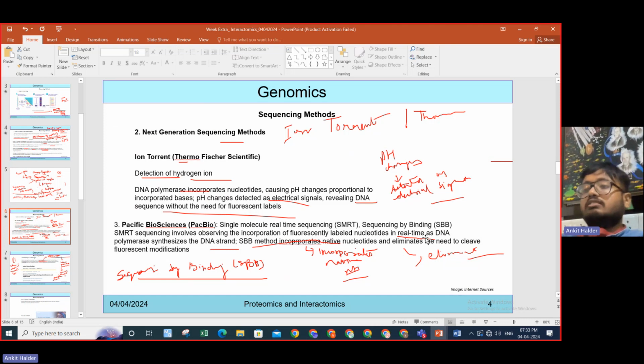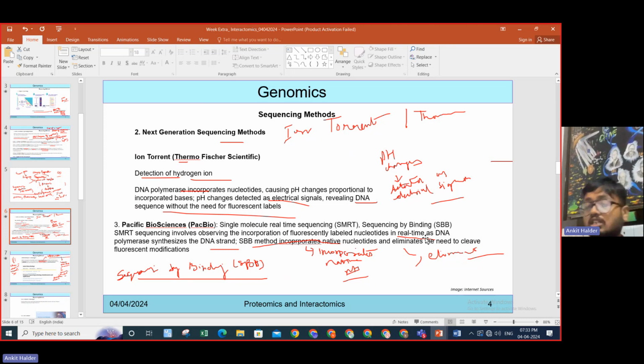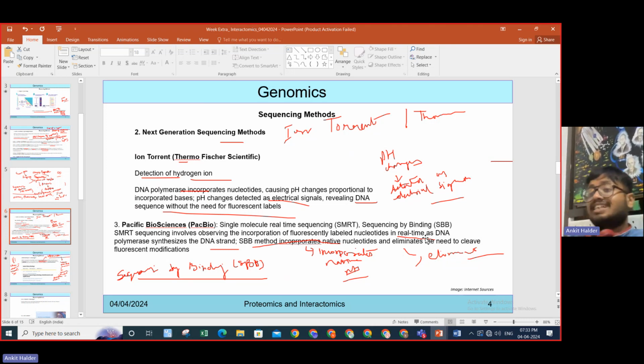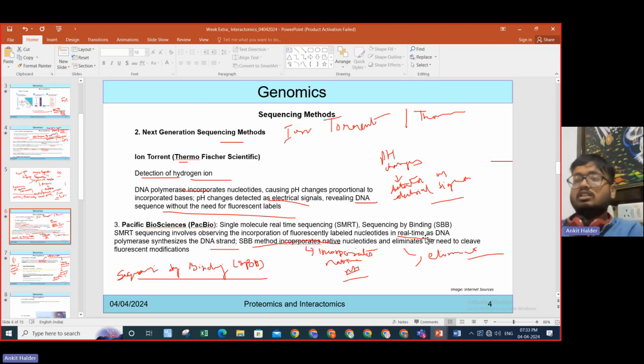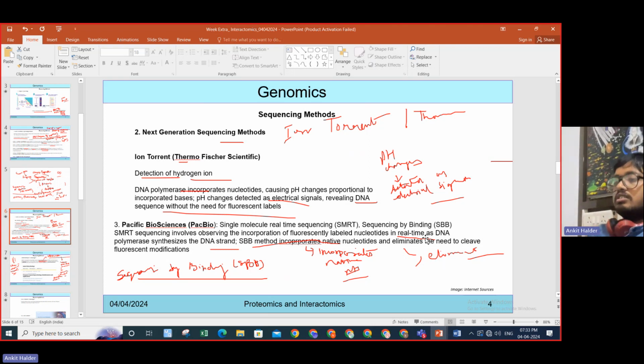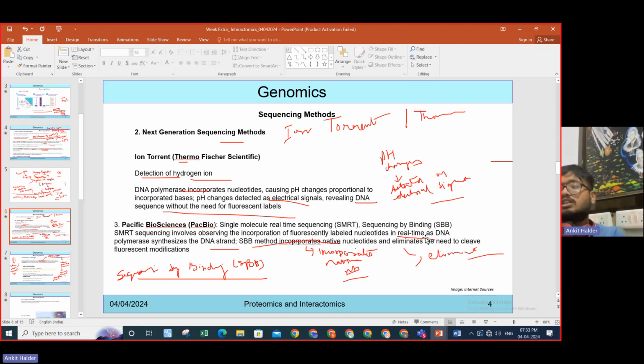And then you have Ion Torrent, which detects changes in hydrogen ions as DNA polymerase incorporates the nucleotides, causing pH changes proportional to incorporation. Then we have Pacific Biosciences, PacBio, single molecule real-time sequencing.